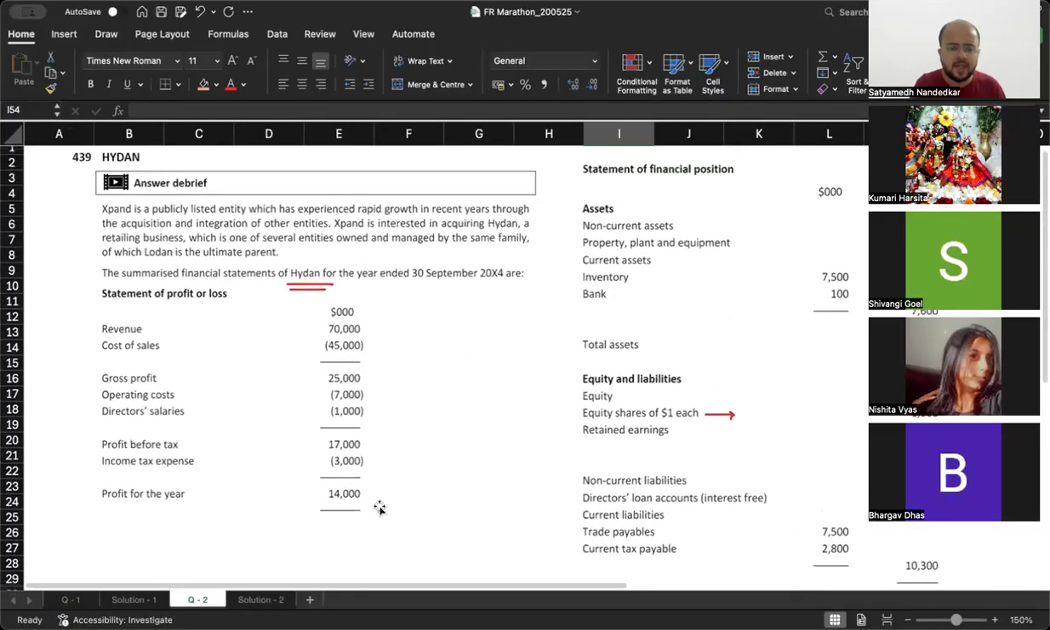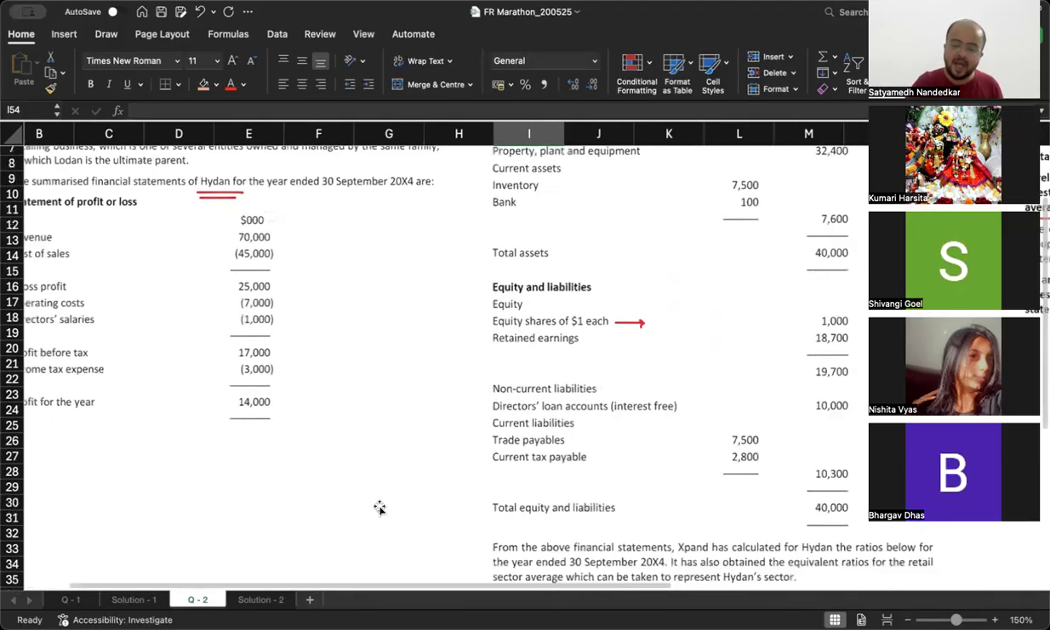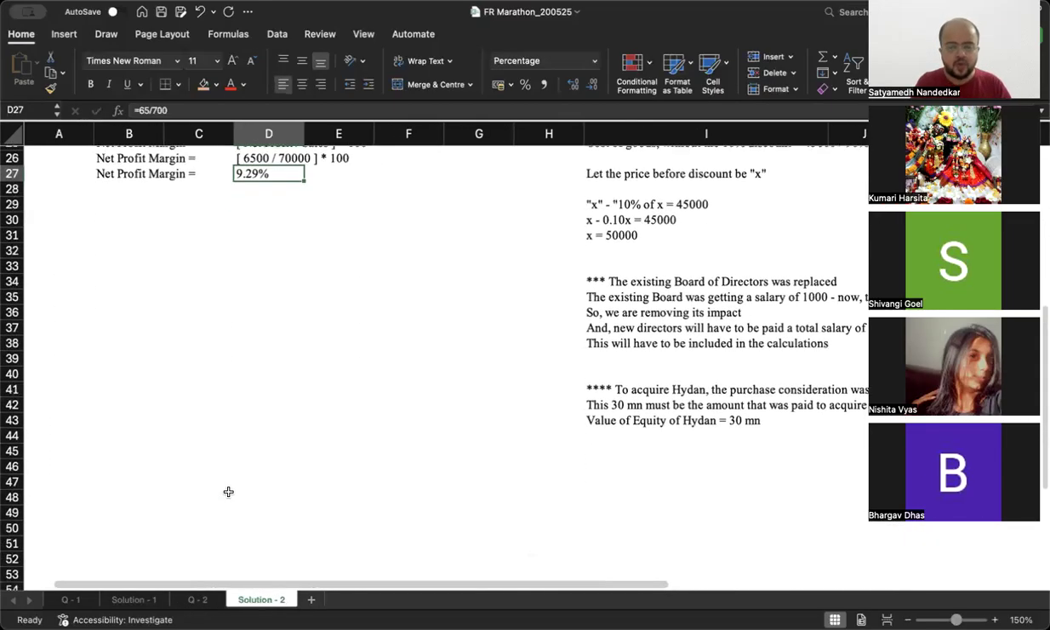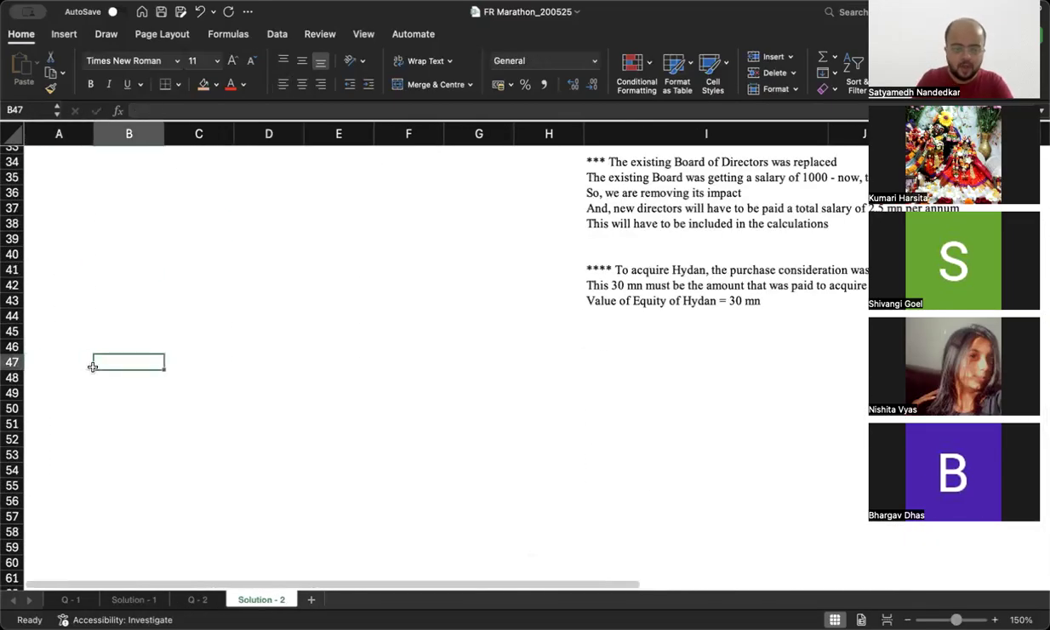Hayden could be, say for example, in the, they haven't really mentioned. Say Hayden is in the food business. तो food sector में काम करने वाले बाकी के जो entities है उसका average कितना आ रहा है? उसका average is 22.0 of return on equity, net asset turnover 1.67, GP margin 30%, net profit margin 12%. उस केस को कैसे टैकल करना है in this situation? So that part B is going to be on commentary.